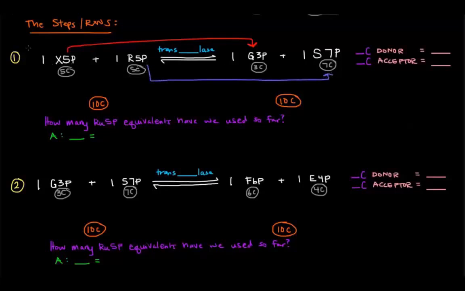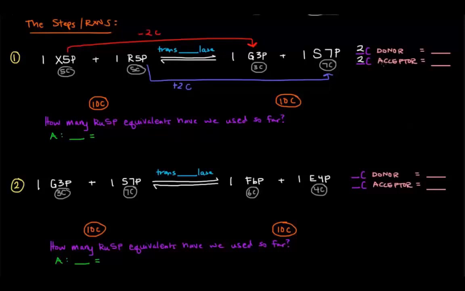So what happened? Actually, let's think about this. Which enzyme catalyzed this step, a transaldolase or a transketolase? Well, if we went from X5P to G3P, that means we lost 2 carbons there, right? Well, what happened to those 2 carbons? R5P went from 5 carbons to 7 carbons, so it must have gained those 2 carbons. So we had a 2-carbon transfer here.